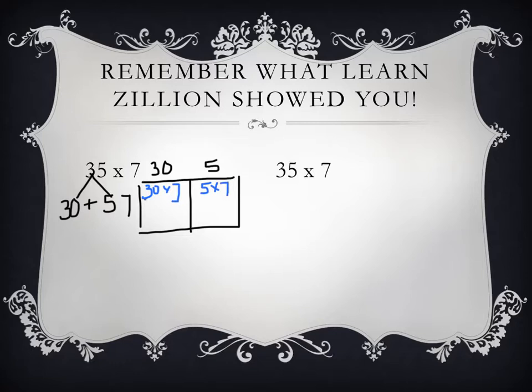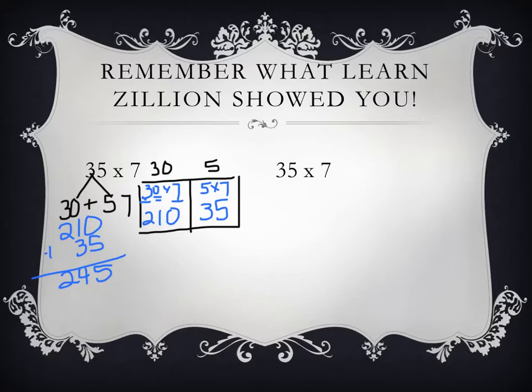To solve 30 times 7, I use the basic fact of 3 times 7, and that's 21. I have 1 zero for the 30 because it's a 10, so I have 210. 5 times 7 is a basic fact. It's 35. To get the final solution for the problem using expanded form or the distributive property, I add those two totals, 210 plus 35, and I find my answer is 245.